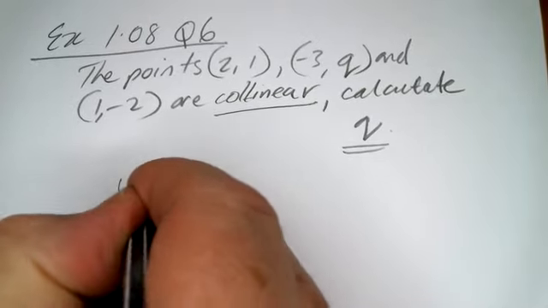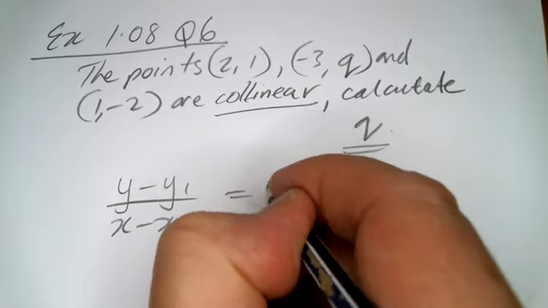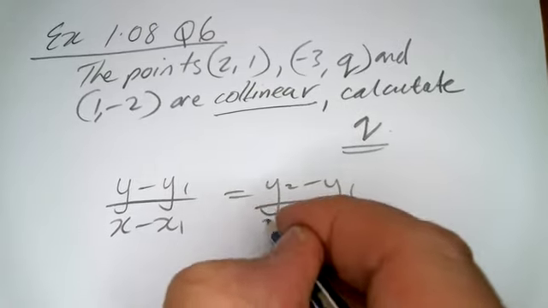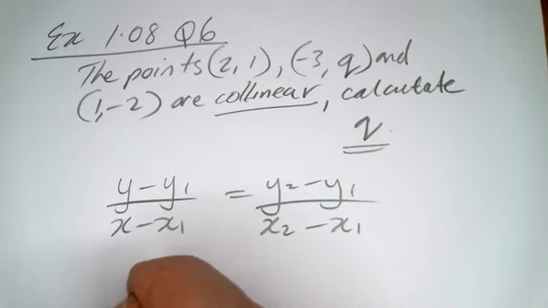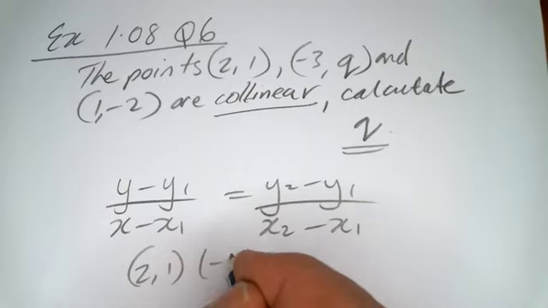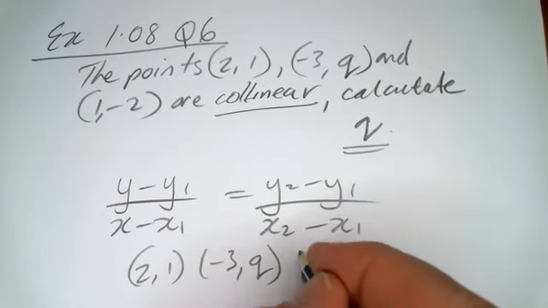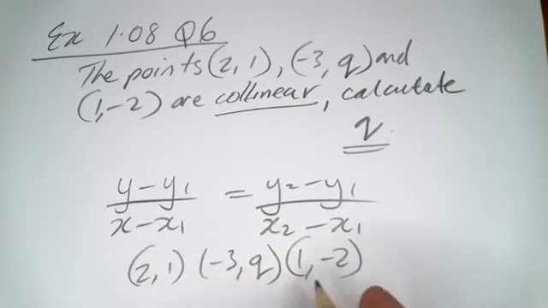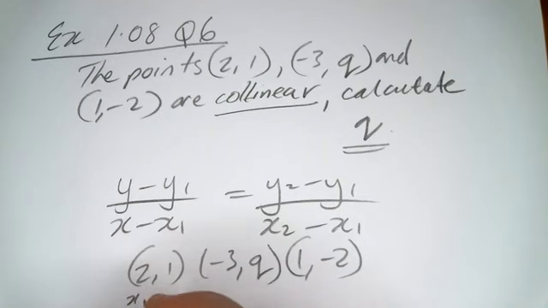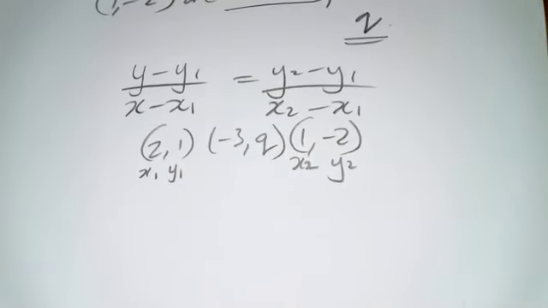So (y minus y1) over (x minus x1) is equal to (y2 minus y1) over (x2 minus x1). I'm going to write down my numbers here. I've got (2, 1), and I've got (-3, q), and (1, -2). I'm actually not going to use this one here. I'm only going to use these two. So this is x1, this is y1, this is x2, and this is y2. That's not a very good 2, is it? All right. So let's throw those into the equation.